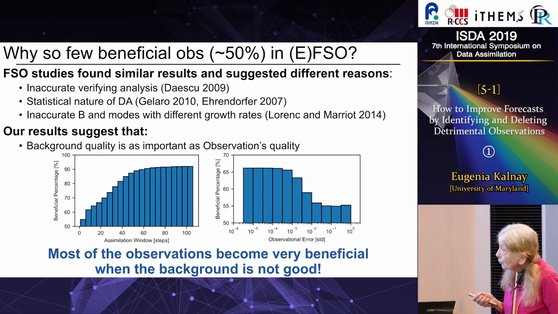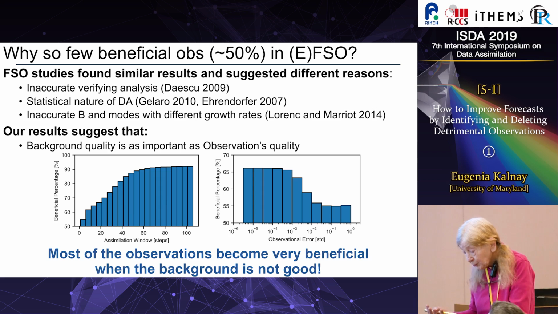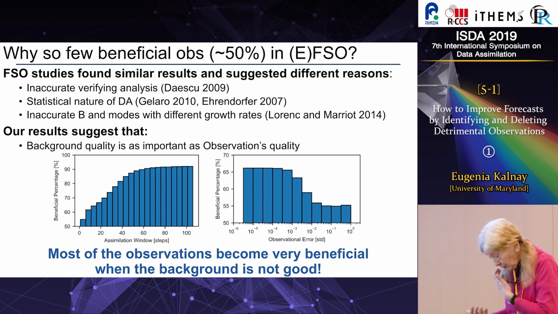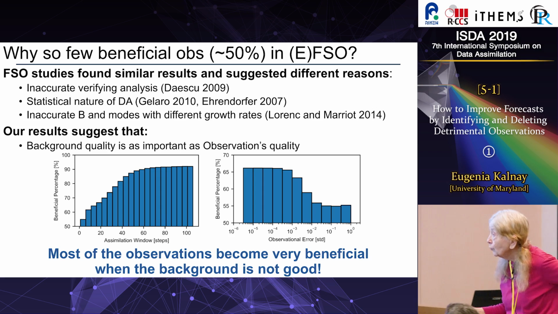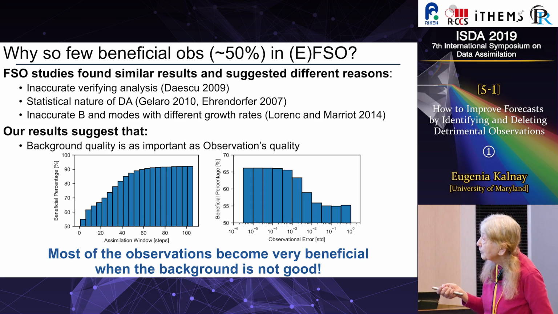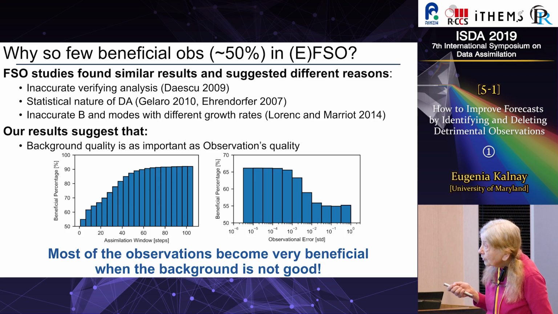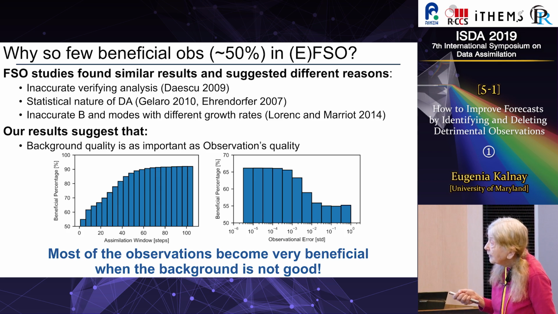So FSO studies found similar results and suggested different reasons, that only like 55% of the observations were beneficial, not much more than 50%. And some of the explanations were inaccurate verifying analysis, or the statistical nature of data assimilation that would require this, and other inaccurate background error covariance and modes with different growth rates.